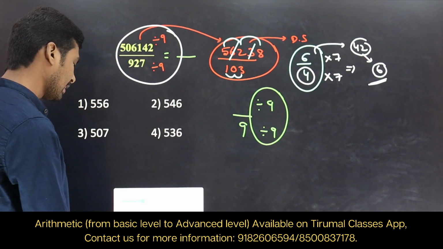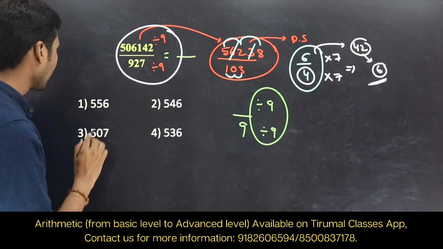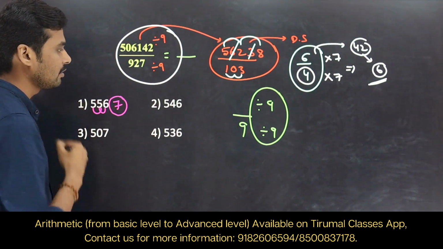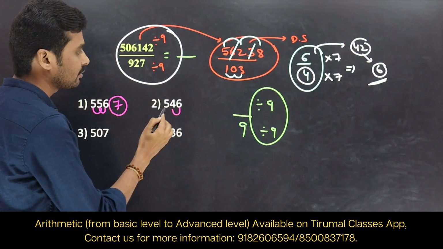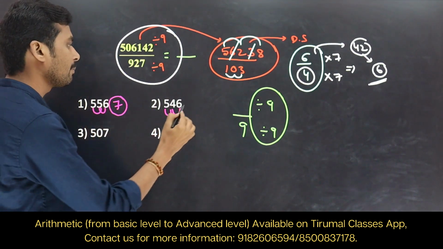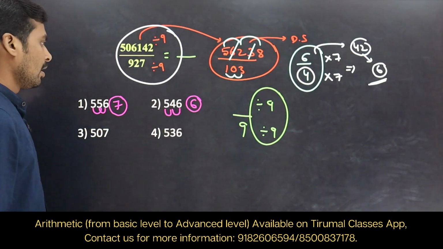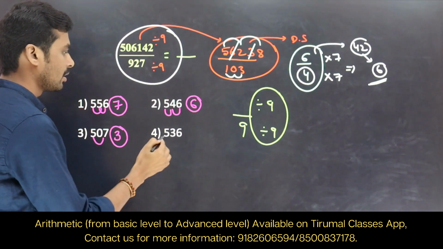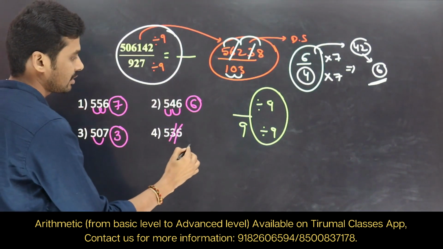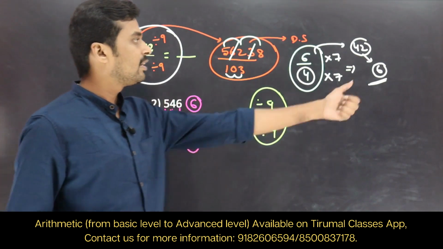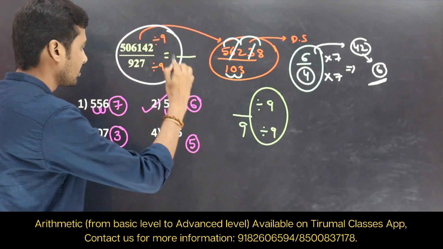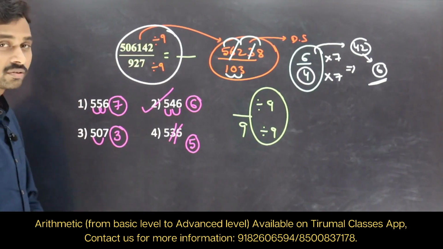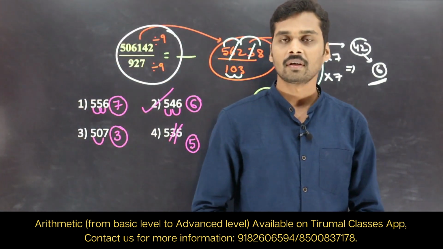For which option will I get 6? Anyway, 5 plus 5 is 10. 10 plus 6 is 16. 16 means that 1 plus 6, the DS value is 7. So here 6 plus 4 is 10. 10 plus 5 is 15. 15 means that 1 plus 5, the DS value is 6. And now let's see the next options. 5 plus 7 is 12. 12 means that 1 plus 2 is 3. Here 6 plus 3 get cancelled. What is the next value? 5. Okay. We require the digit sum as 6, which is there in the second option. So the second one is the right answer. 506142 divided by 926. The final answer is 546. Clear? Let's go to the next problem.